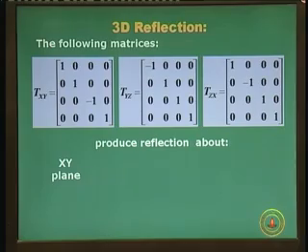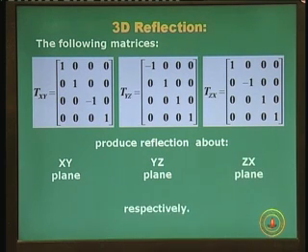and these are special reflection matrices which talk about reflection about the xy plane. So Txy as given by the expression on the left hand side matrix will produce a reflection about the xy plane. Tyz will cause a reflection about the yz plane, and Tzx will cause a reflection about the zx plane.